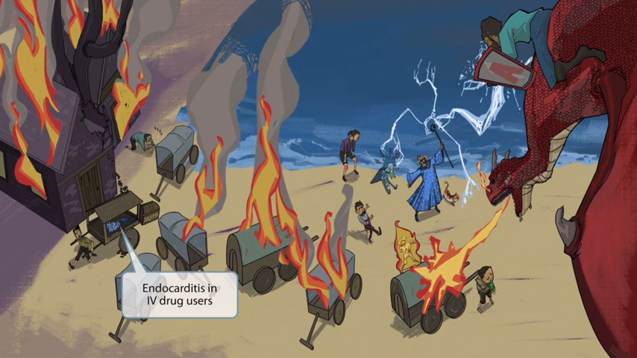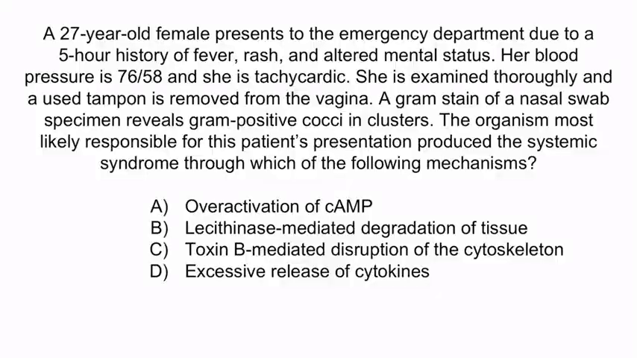Okay, now that we've finished discussing the image, let's review with a question. A 27-year-old female presents to the emergency department due to a 5-hour history of fever, rash, and altered mental status. Her blood pressure is 76/58 and she's tachycardic. She is examined thoroughly and a used tampon is removed from the vagina. A gram stain of a nasal swab specimen reveals gram-positive cocci in clusters. The organism most likely responsible for this patient's presentation produced the systemic syndrome through which of the following mechanisms?